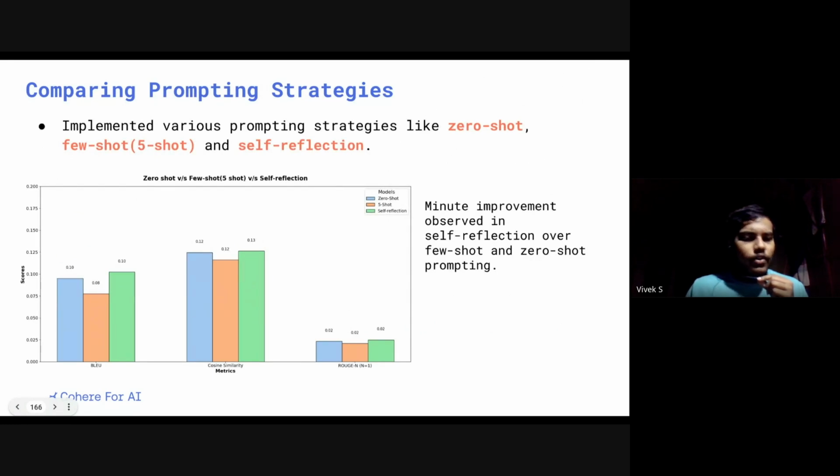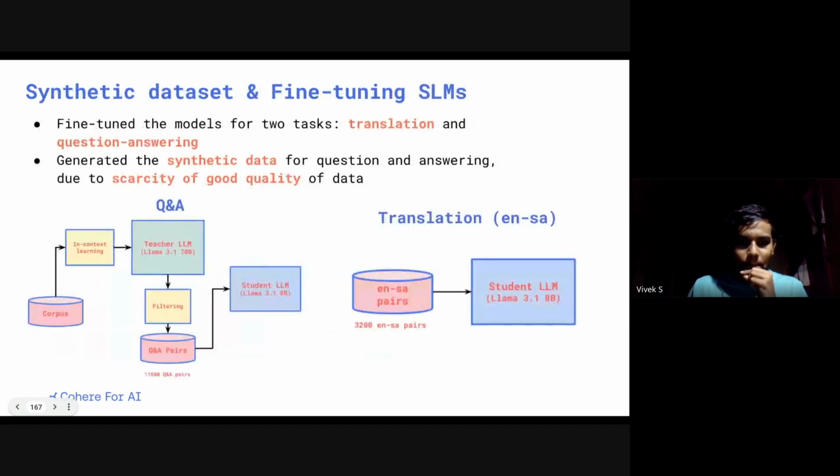Before moving on to fine tuning, we thought of using prompt strategies to get the best out of these models. Hence, we implemented zero shot, five shot, and self reflection on these models. However, we could not get a good improvement with these methods. So we moved on to fine tuning. Next slide, please. Yes, we decided to fine tune these SLMs on translation and question answering tasks.